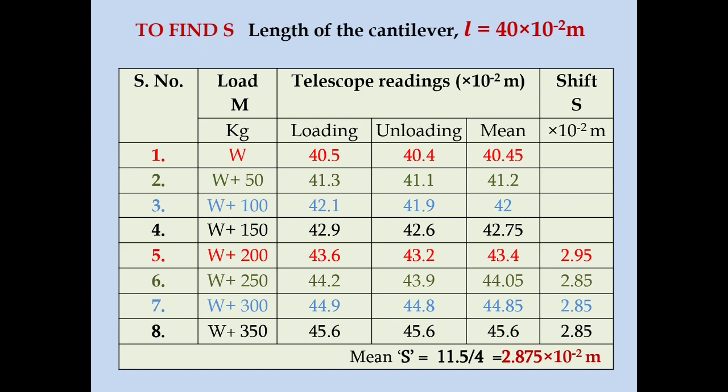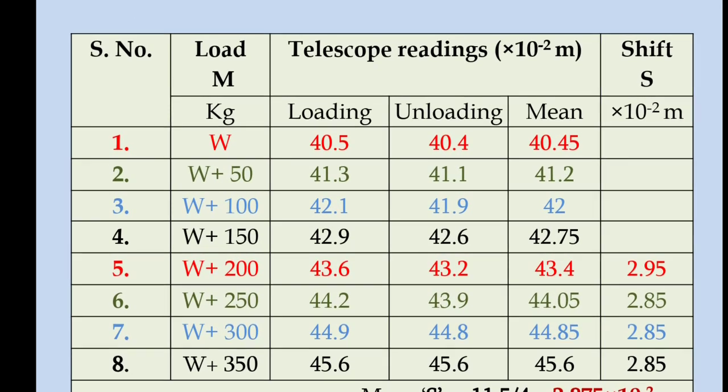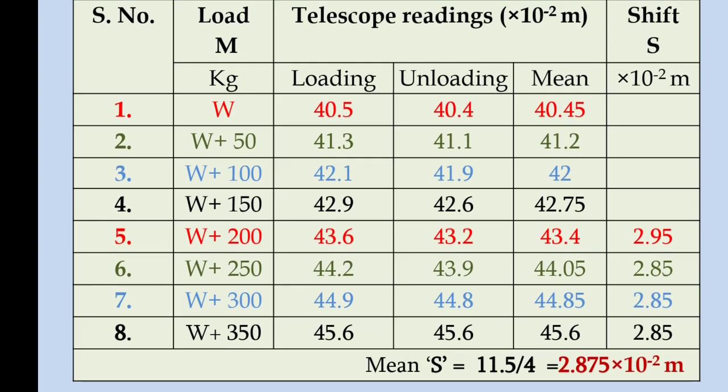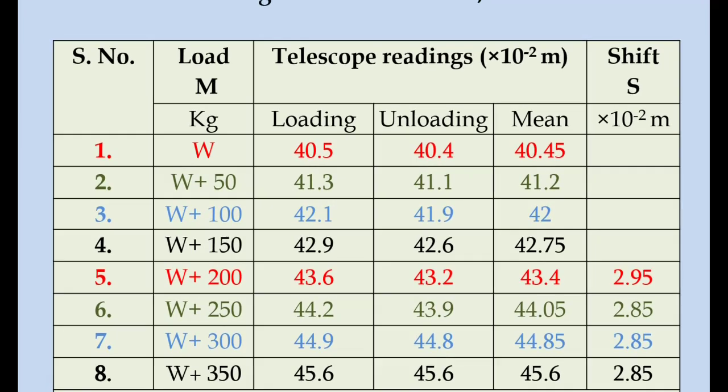This set of experimental readings corresponds to the length of the cantilever L equal to 40 centimeters, and in the table we could see the first column, load. The first load is dead weight W, and it is increased in steps of 50. So, we have W plus 50, W plus 100 till W plus 350.